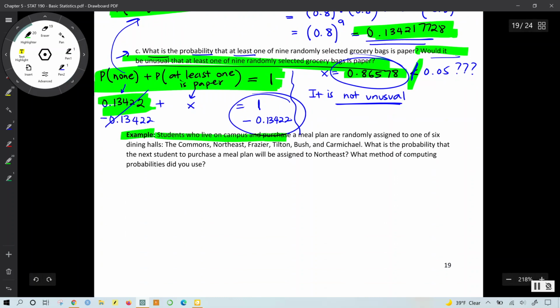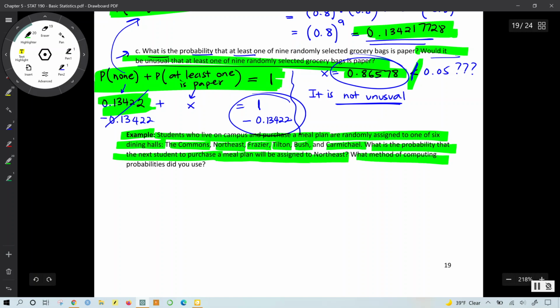Students who live on campus and purchase a meal plan are randomly assigned to one of 6 dining halls: the Commons, Northeast, Fraser, Tilton, Bush, and Carmichael. What is the probability that the next person or the next student to purchase a meal plan will be assigned to Northeast? What method of computing probabilities did you use?